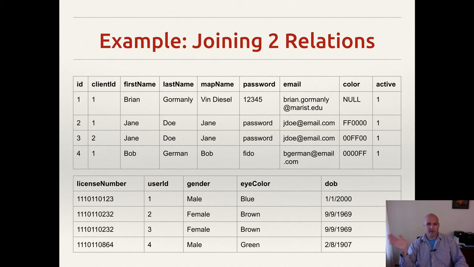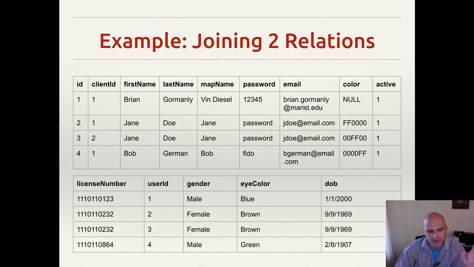Because in the first set it's red, green, blue. So FF0000 is pure red, 00FF00 is pure green, and 0000FF is pure blue. Active just means, is this user account active? Kind of like what we were talking about with role.